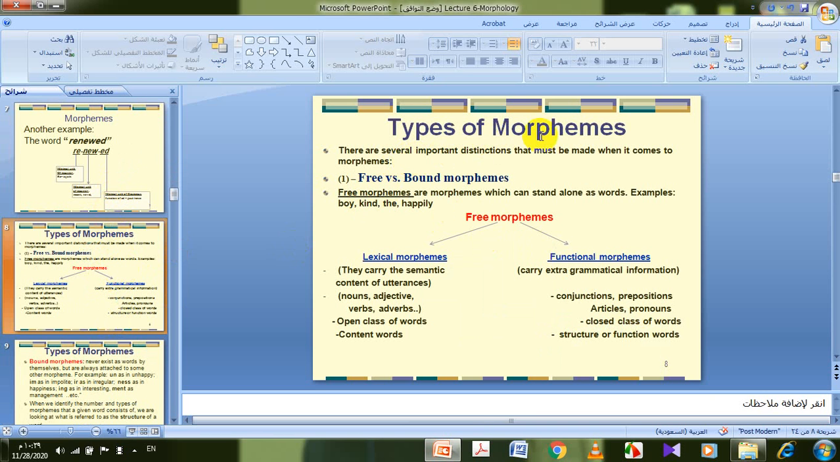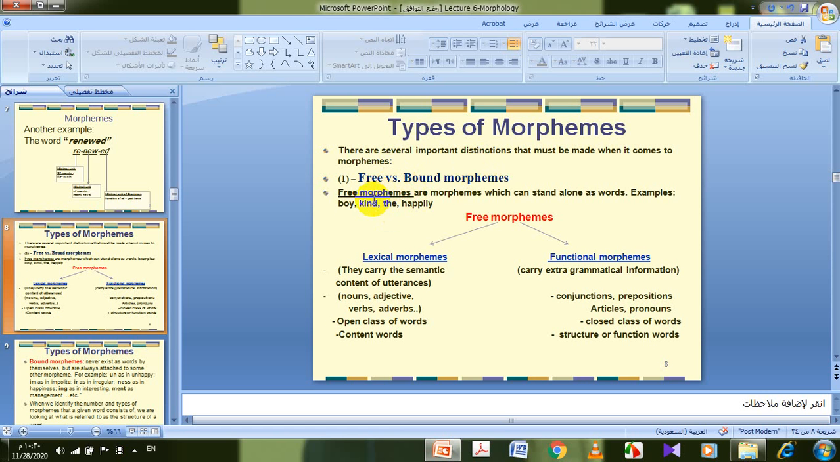Here we have types of morphemes. There are several important distinctions that must be made when it comes to morphemes. Many distinctions are made actually. Here is the first distinction. We have free versus bound morphemes. Free means those morphemes that can stand alone as words. As the name implies, they are free. Like boy, cat, alive.